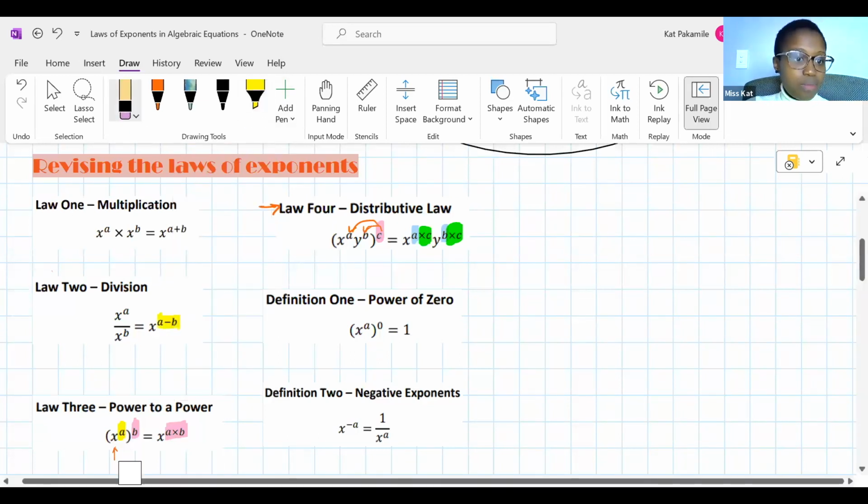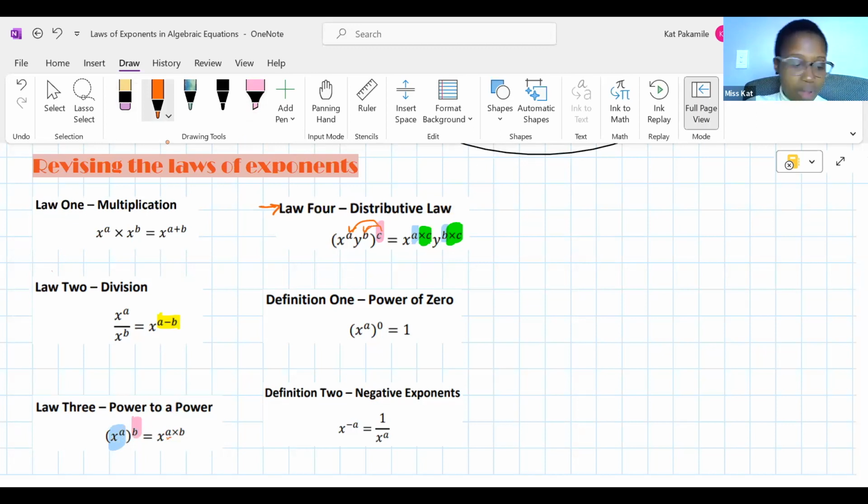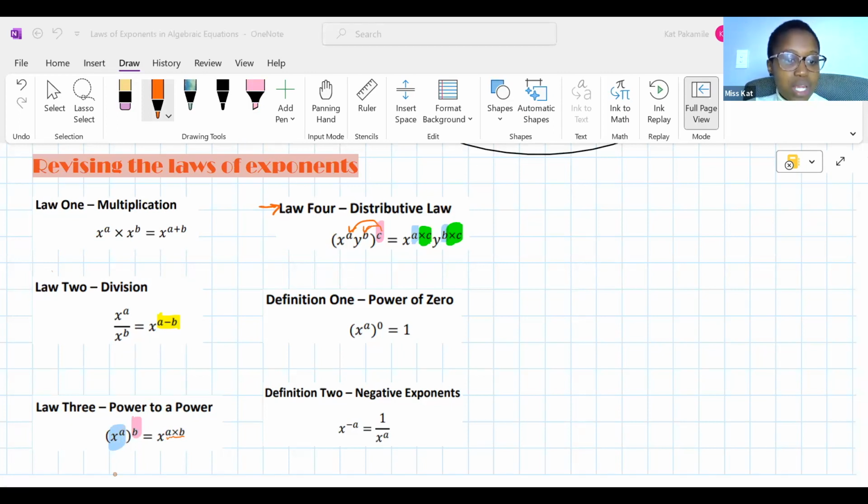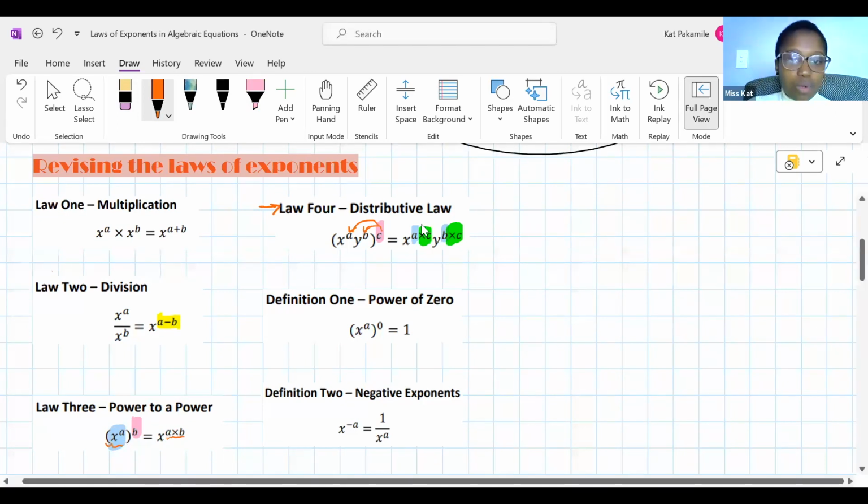Now we're on law number 3, power to a power. So you're going to have x to the power of a, and that will all be raised to another exponent of b. In that case, you will multiply the exponents. Check there, we have a times b, right? And then I said, do not confuse it with law number 1. In law number 1, we had two bases that are the same. And in law number 3, there's only one base. So then you multiply the exponents.